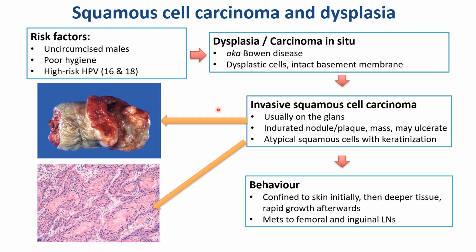One thing worth mentioning, again, this is generally an uncommon tumor, but they occur more in developing countries compared to developed countries. And the typical age group for the development of squamous cell carcinoma of the penis is between 40 to 70 years of age.